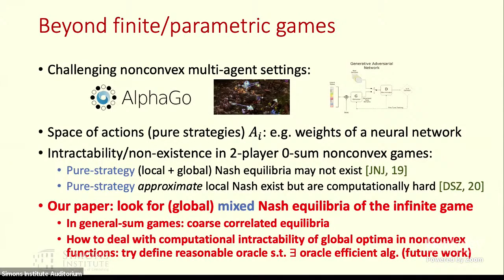Now, this is not a question we address in our current paper. It's left for future work. And I'll discuss some directions along these lines further at the end of the talk. But I think it's important to understand the basic statistical questions before moving on to the computational ones.